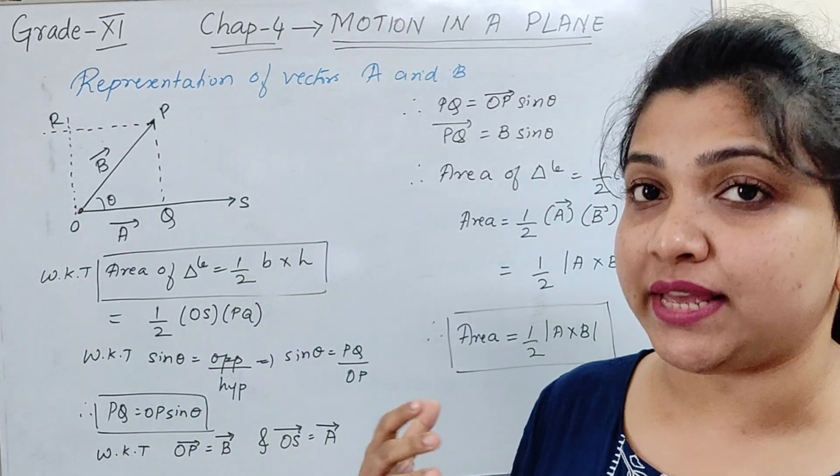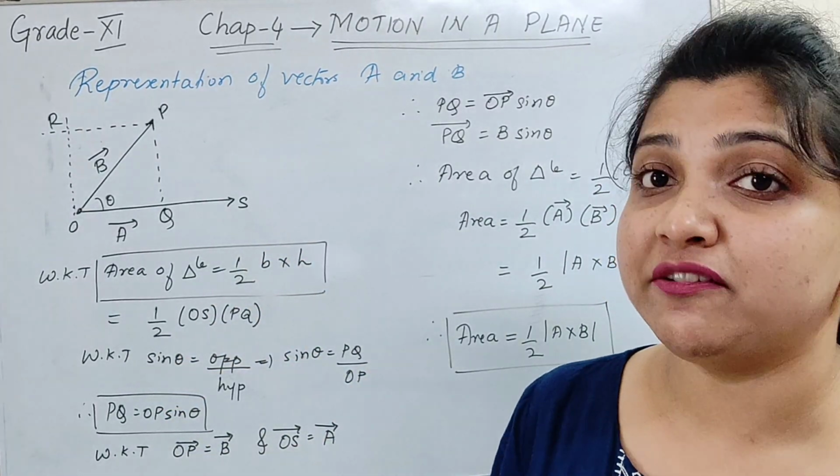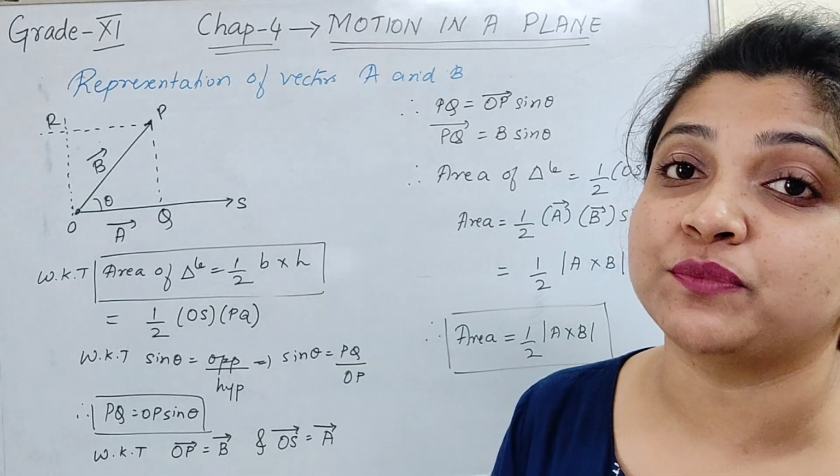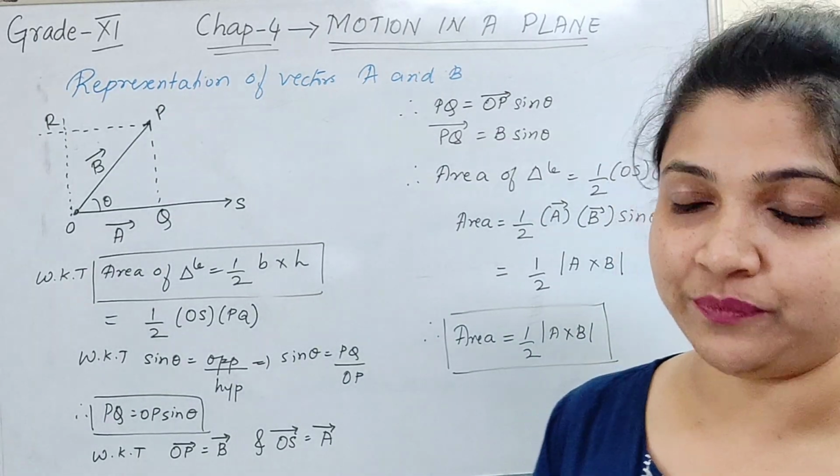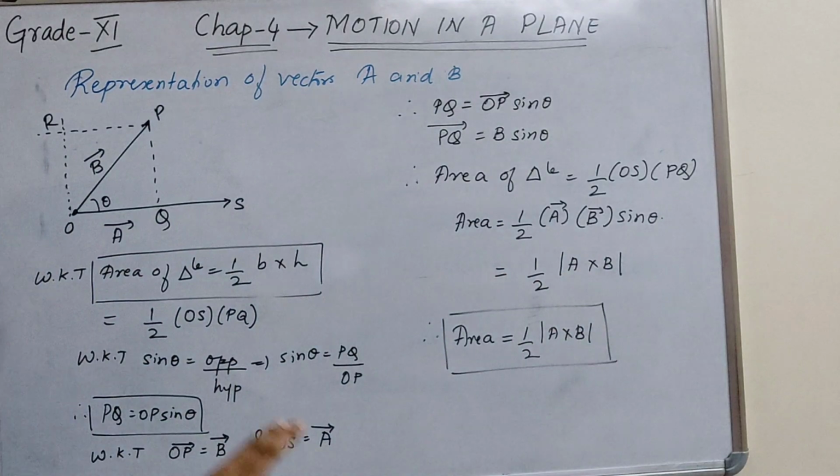Okay, so if I have to find the area of a triangle or something, does it give me a cross product? Can I find it by a cross product? All of that we will check out. Now let there be any two vectors A and B.